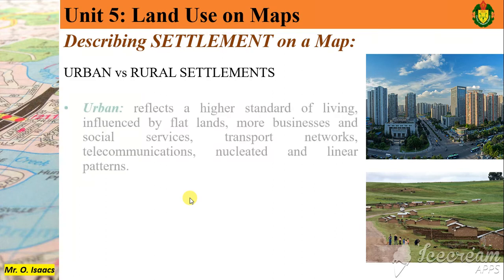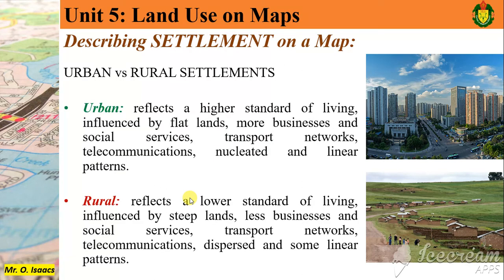When we look at settlements, we have two main types. We have urban and we have rural. Urban reflects a higher standard of living, so that's where you have more of your towns and cities, and it's usually located on flat lands. We have more businesses, we have more social services like schools, hospitals, churches. We have better transportation networks, so we have a lot of road networks being shown, right? And this is associated with nucleated and, in some cases, linear settlement patterns.